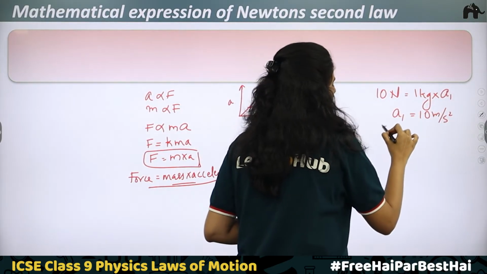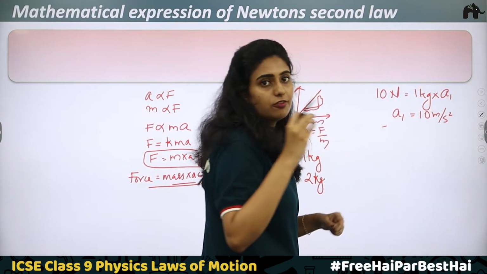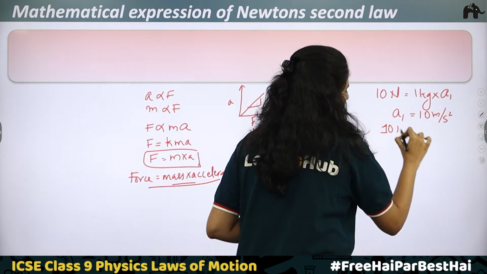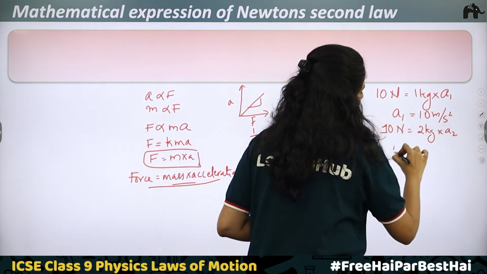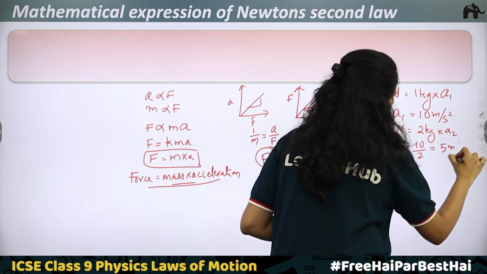Next, another second body that is of 2 kilogram mass. Force is the same. Force applied is 10 Newton. 2 kilogram into acceleration A2. Then A2 will be equal to 10 by 2, which is 5 meter per second square.